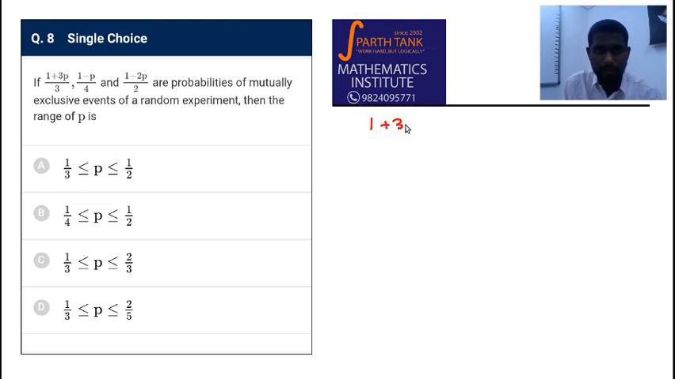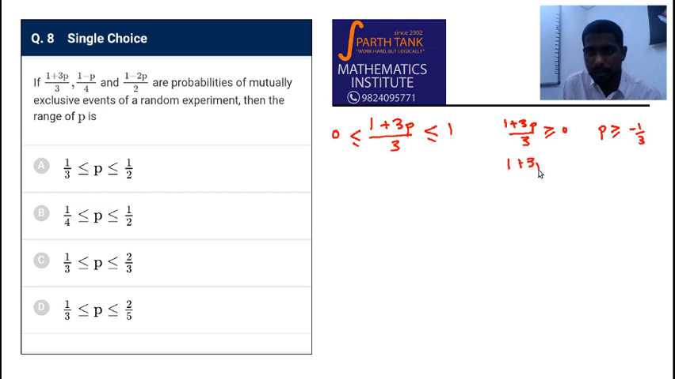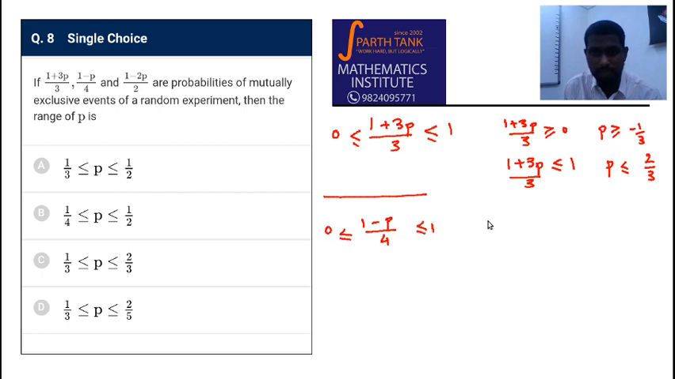First probability, (1 plus 3p)/3 should be greater than or equal to 0 and less than or equal to 1. So for (1 plus 3p)/3 greater than or equal to 0, I would get p should be greater than or equal to minus 1 by 3. Now (1 plus 3p)/3 less than or equal to 1, I would get p should be less than or equal to 3 minus 1, 2, so 2 by 3. Okay.